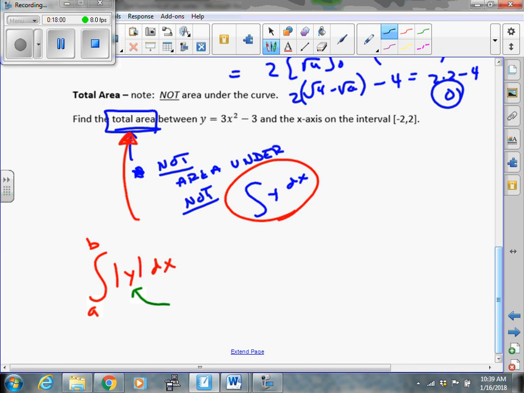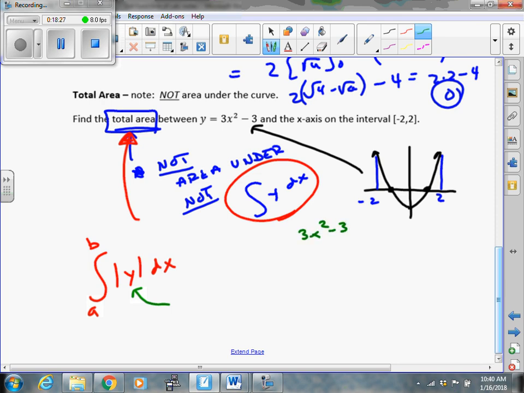This curve is an up parabola starting at -3. So it looks like this. Now let's define where these zeros are, because we're supposed to be finding the total area under the curve from -2 to 2. I conveniently drew them right there because I know where those zeros are. So let's find out where those zeros are real quick. Add 3, divide by 3, x is -1 and 1. So these two values are -1 and 1.